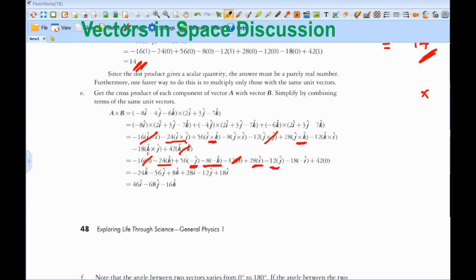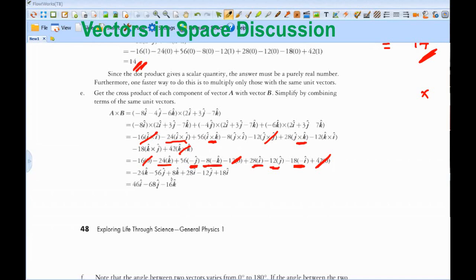Negative I. But this is 0, right? So, negative 24K, negative 56J, because that's positive and negative, so put the negative there. Negative, negative is positive K, and here I, it's positive. And that's negative 12J plus 18I, right? So combine those with the same variables.